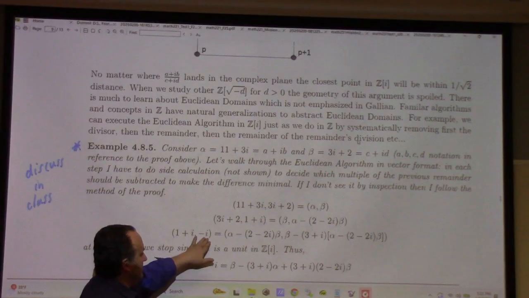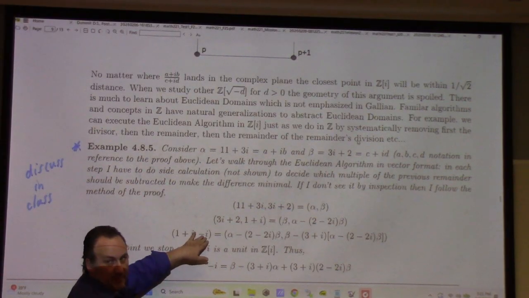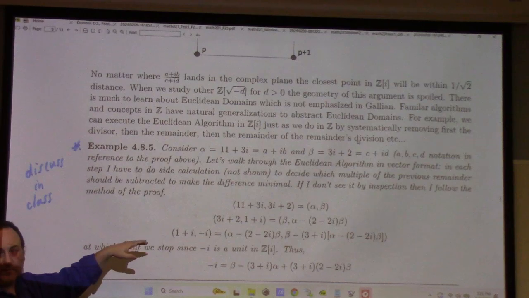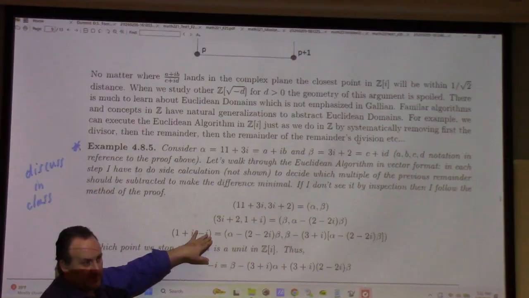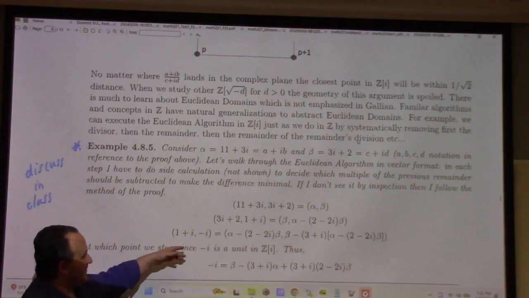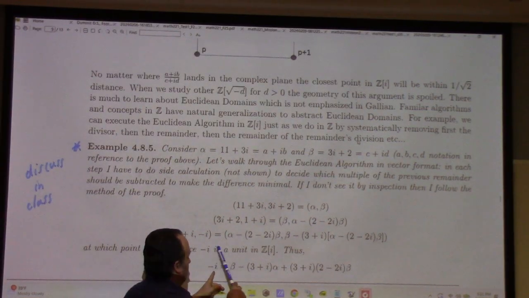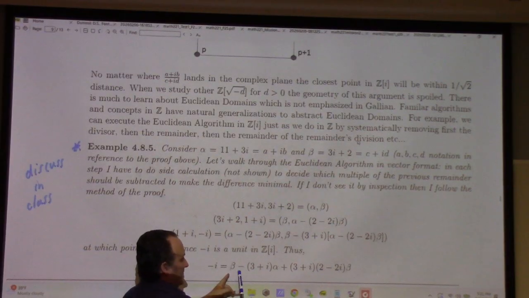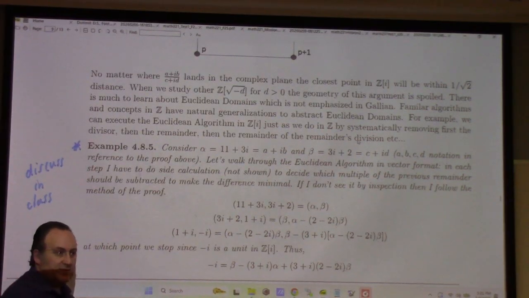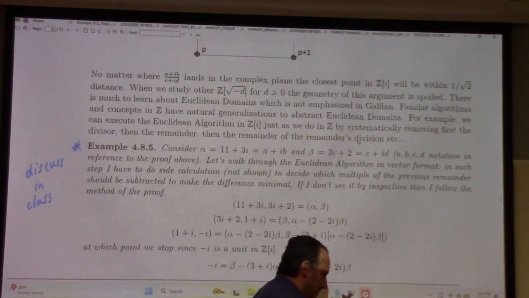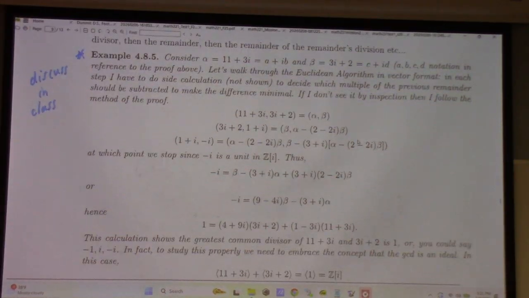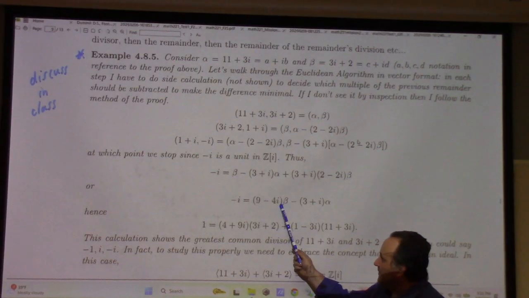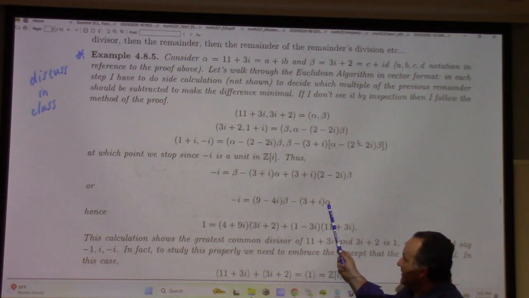At this point, I'm done, because that's a unit. I know that the next thing is going to be 0. The last non-zero remainder is like getting a plus or minus 1 in the regular Euclidean algorithm. And so, because of all this, I can see that minus i is equal to this stuff. So there you go. And you can reformulate this, and you can see, in particular, the Gaussian integer linear combination of alpha and beta which forms minus i. Namely, 9 minus 4i times beta minus 3 plus i times alpha gives me minus i.